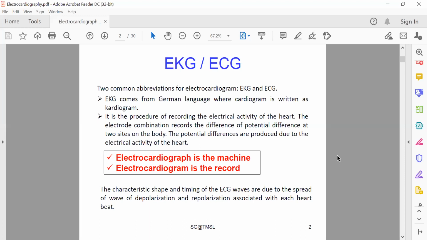The electrode combination records the biopotential difference at two sites on the body, and the potential differences are produced due to the electrical activity of the heart. The electrocardiograph is the machine used to record that electrical activity, and the graph produced after the measurement is called the electrocardiogram.